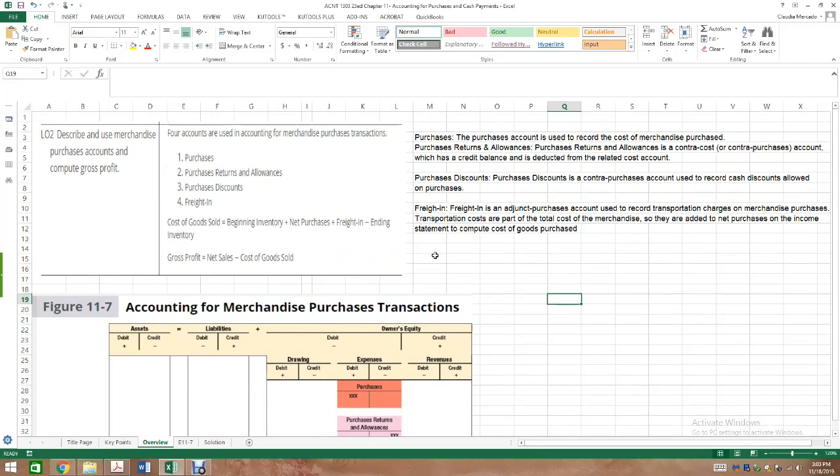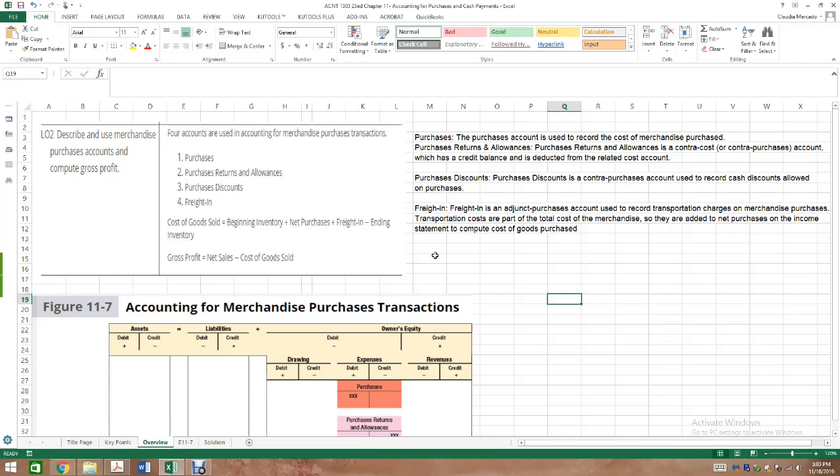And last but not least, we have our freighting. Freighting is basically an adjunct purchases account, and it is used to record transportation charges on the merchandise purchases. Okay? So transportation costs are part of the total cost of the merchandise. So they must be added to the net purchases on the income statement to compute cost of goods purchased.